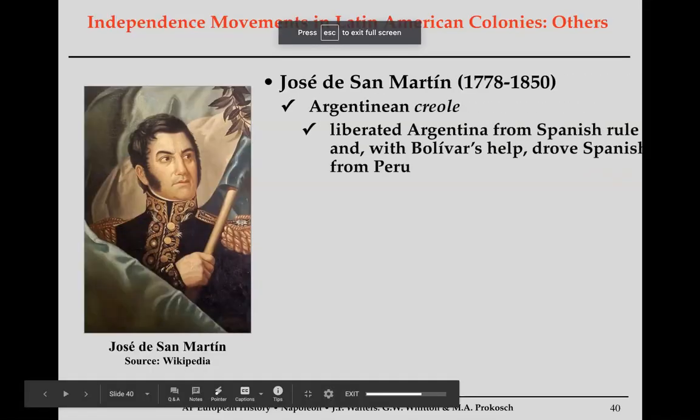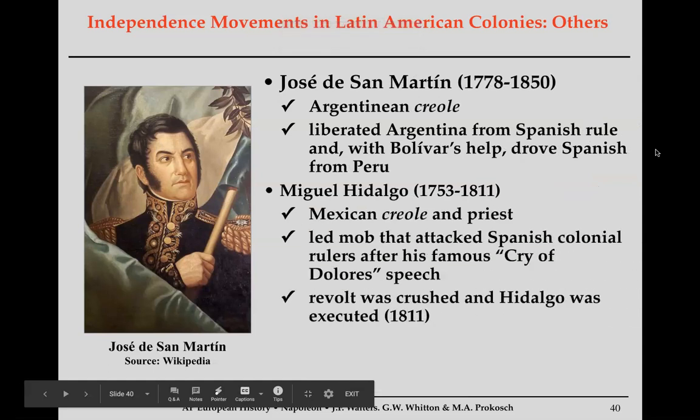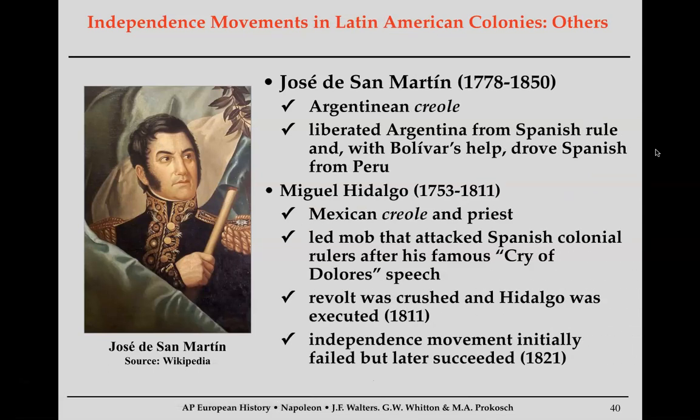All right, next on the list of Latin American revolutions is Argentina. So Argentina was led by a Creole named José de San Martín, who will unify the nationalistic forces in Argentina and push off the Spanish. Next, let's look at Mexico quickly.